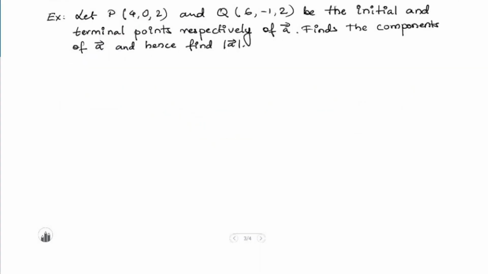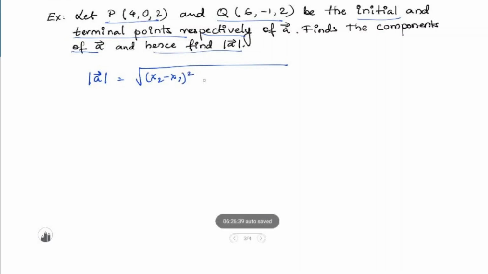I have written the question before here, and we have got our 2 points. The point P is 4, 0, 2, while the point Q is 6, minus 1, 2. So those are the initial and the terminal points respectively. And we have to find out the components of A and hence find the magnitude of A. So here, if we want to find out the magnitude of A, what we do is we take square root of x2 minus x1 squared plus y2 minus y1 the whole squared plus we have z2 minus z1 squared.